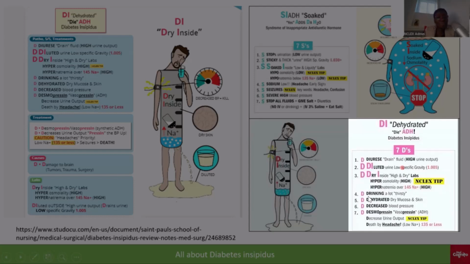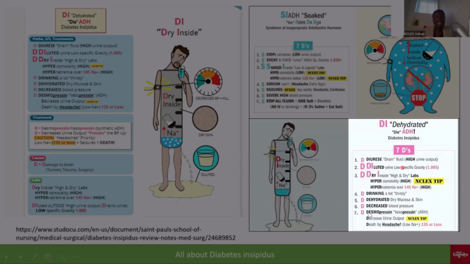Then D number 4, the client is drinking a lot because the client is very thirsty. D number 5, the client is very dehydrated, so dry mucosa, dry skin. D number 6, decreased blood pressure. You are peeing a lot, decreased intravascular volume, so your blood pressure is going to be low.